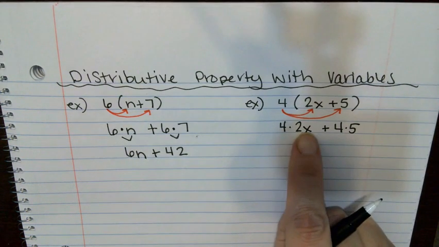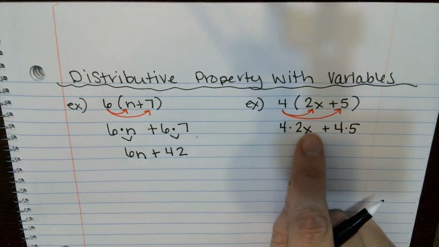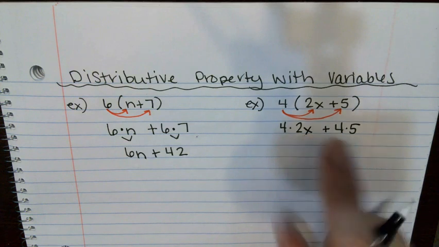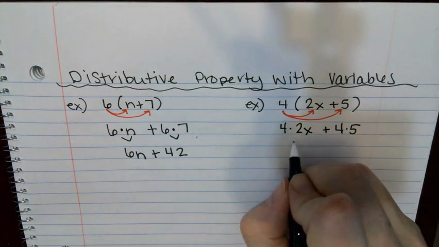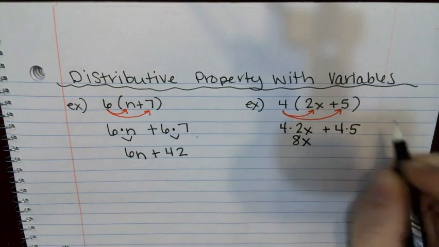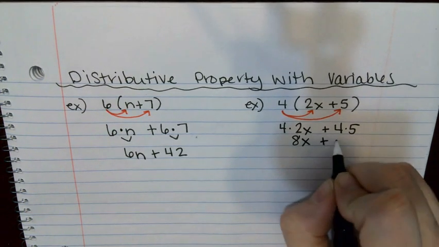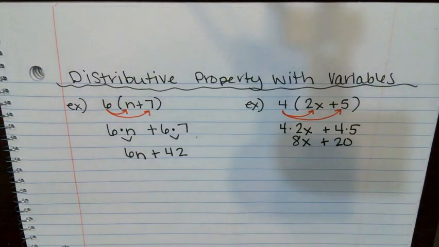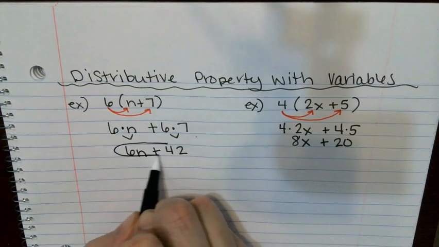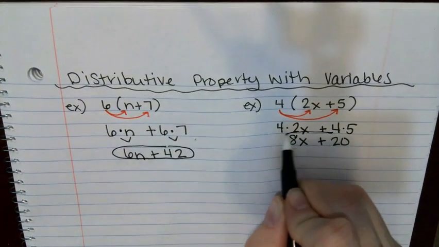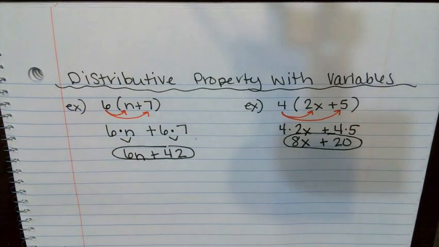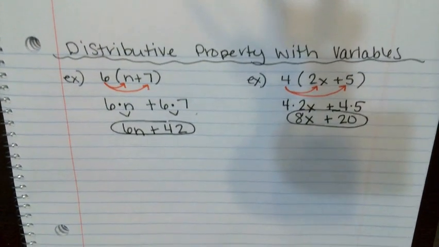4 times 2x. If I have 4 2x's, I have 2x, 2x, 2x, 2x, I have 8x. 4 times 2 is 8, so I have 8x. Plus 4 times 5 is 20. There's your final answer. I like to circle these just so I know that I'm done. Believe it or not, this is a simplified math expression.